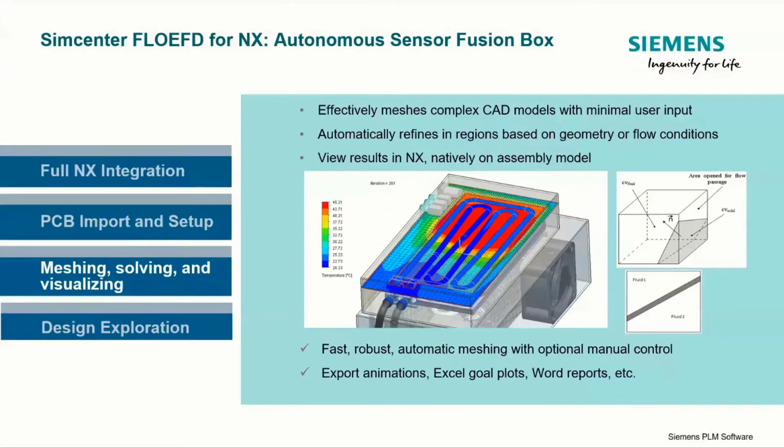So we saw how quickly FlowEFD can mesh a model. Again, we didn't simplify the CAD geometry at all. It can account for all the complexities of the actual CAD geometry. We are looking at the results right within NX superimposed on the CAD geometry, and we can export all of our post-processing through reports or even to Excel to further analyze our data.